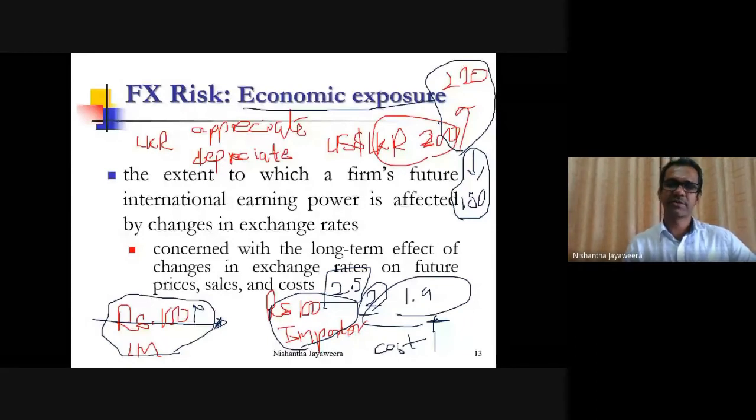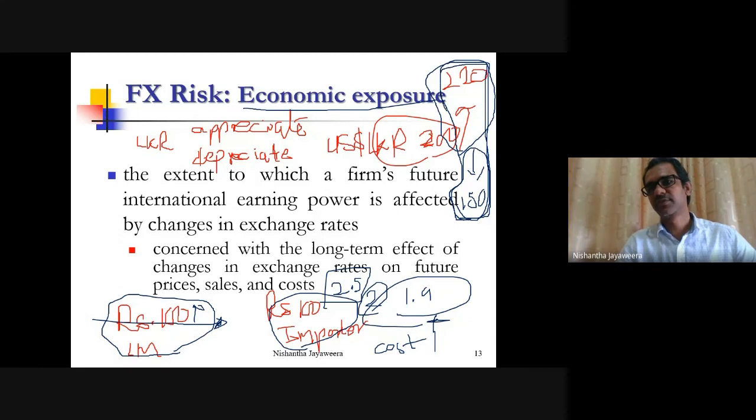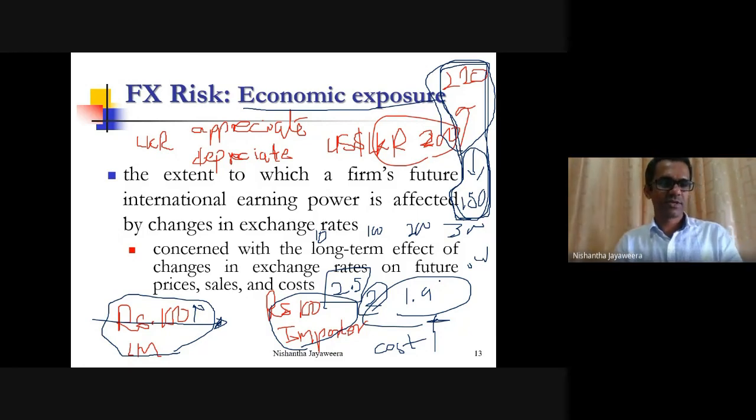So that's what happened. Now the food for thought: what should be the exchange rate of Sri Lanka? Should it be at 100 or should it be at 200 or 300 or 500 or 10 rupees? Think about it. Okay, any questions?